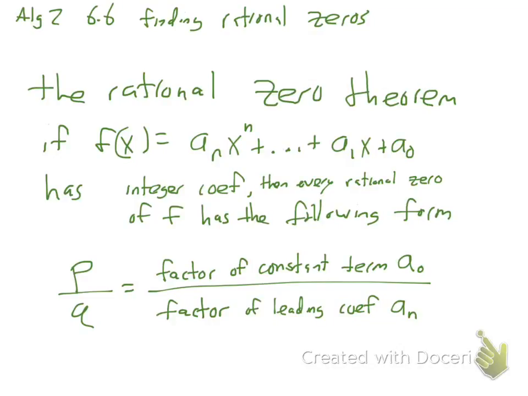Algebra 2, 6.6, finding rational zeros. Today, guys, we are going to use... Does that say P over Q? That's P over Q. The rational zero theorem. What we're going to do is we are going to be given polynomials, and we have to find all of the zeros, aka all the factors as well.